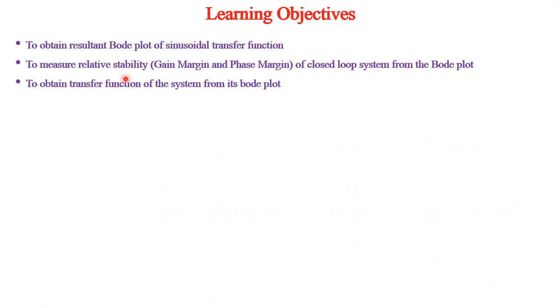The main learning objectives are to obtain the resultant plot of the sinusoidal transfer function. So we are going to see, if in a transfer function the complex conjugate pole factor comes into picture, how to draw the Bode plot. Then, as usual, how to measure the relative stability, that is gain margin and phase margin, of the closed loop system from the Bode plot. Then if the Bode plot is given, how to obtain the transfer function of the system. We are also going to discuss the minimum and non-minimum phase systems and the effect of the transportation lag. So these are our learning objectives.